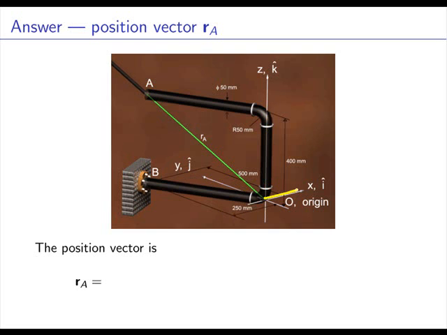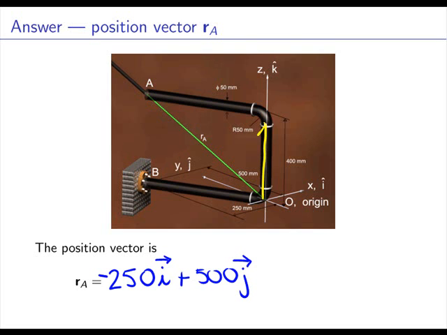The positive x direction is represented by the unit vector i. We want to go 250 millimeters in the direction opposite to i. The positive y direction is represented by the unit vector j. We want to go 500 millimeters in the direction of j. The positive z direction is represented by the unit vector k. We want to go 400 millimeters in the direction of k.